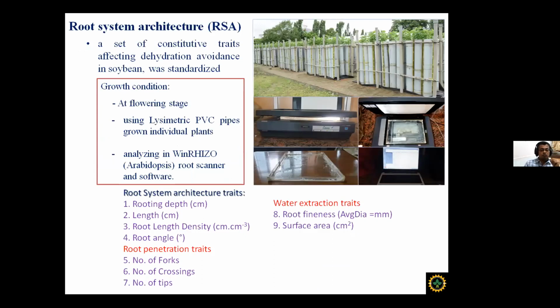As regards the root system architecture, which is the below the ground traits, are really very crucial for breeding for drought tolerance. And it is actually a set of constitutive traits affecting dehydration avoidance in soybean, and it was standardized at the growth condition at flowering stage using, you can see here, lysimeters.